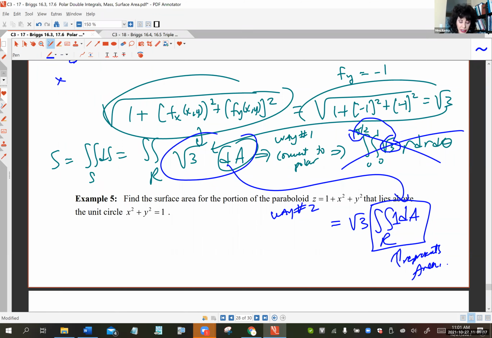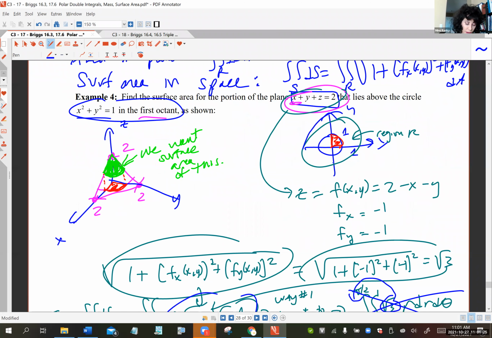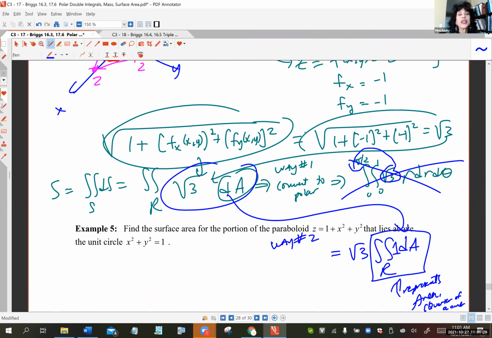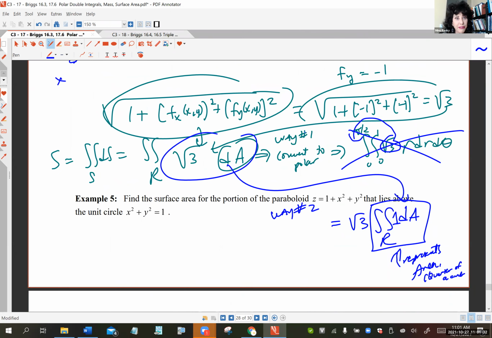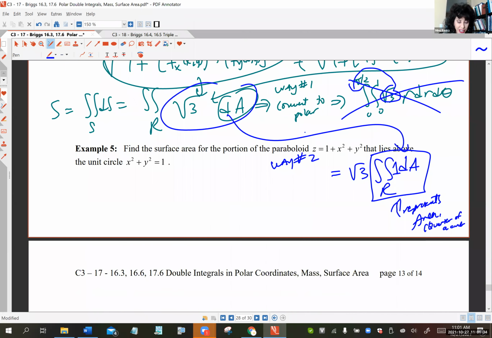Well, what area are we talking about? In this case, a quarter of a circle. Okay, fine. Which quarter of a circle? Well, we already showed you right here. This little circle that had a radius of 1. So I'm going to cheat. And I'll let you cheat if this is the case. So I'm going to do my way number 2.